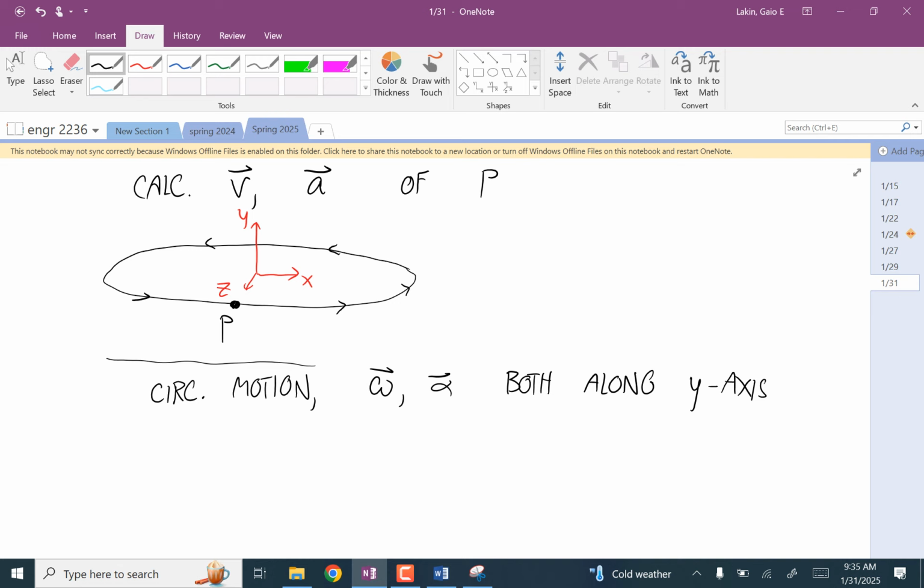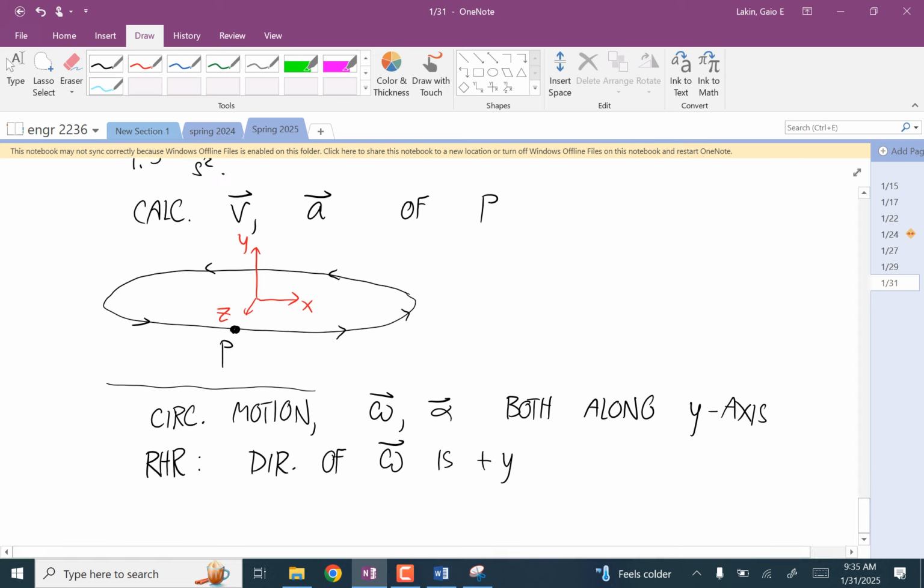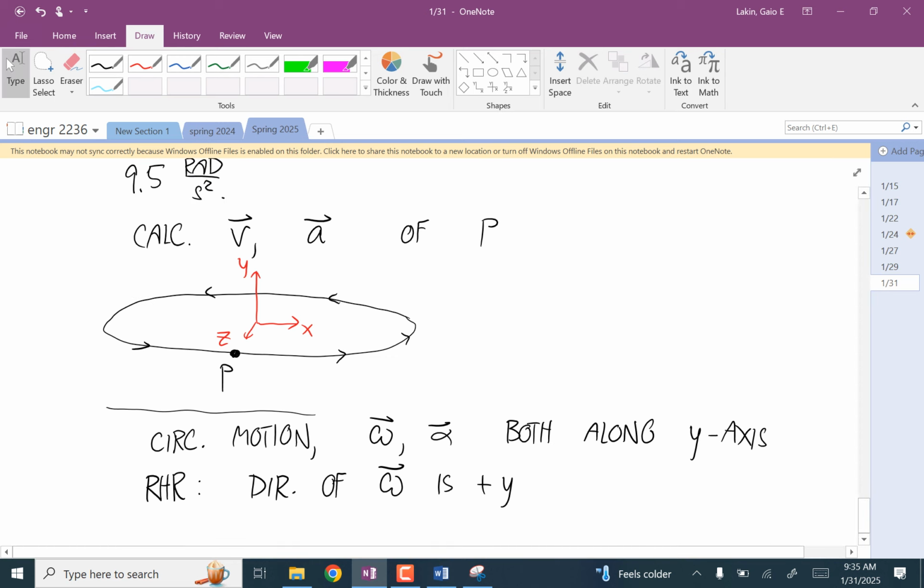The right-hand rule says, roll your hands that way. The angular velocity is going to be in the positive y direction. Okay, now the right-hand rule says that the direction of omega is the positive y. What about the direction of alpha? Negative. Yeah, that's exactly right. So anybody else see that?